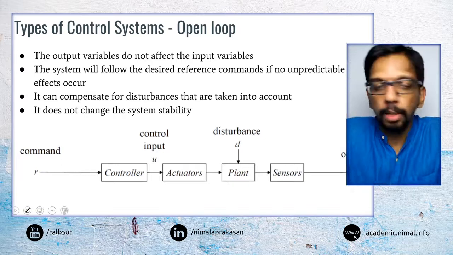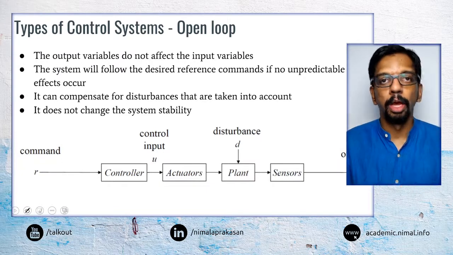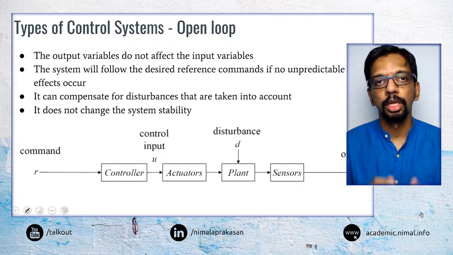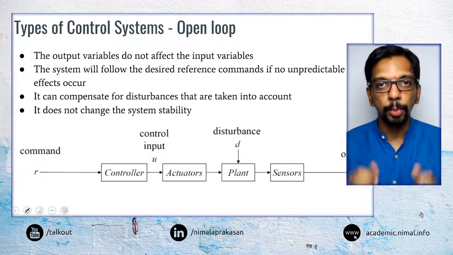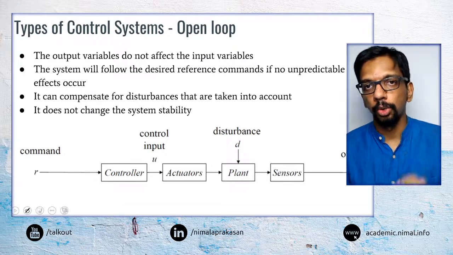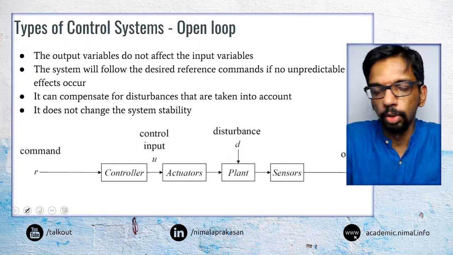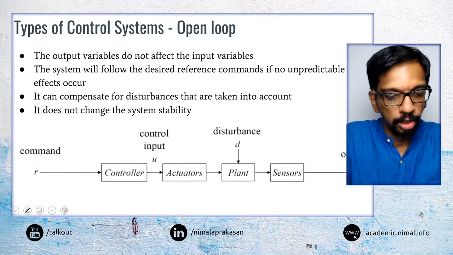So when thinking about different types of control systems, as we mentioned in the previous lesson, we can mainly categorize. The two main categories are open loop control systems and closed loop control systems. So we will briefly look at what open loop control systems are.